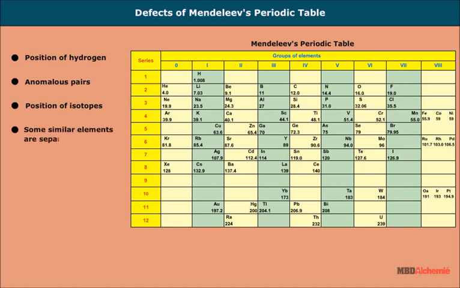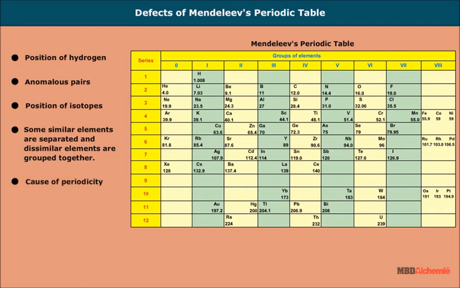Some similar elements are separated and dissimilar elements are grouped together. For example, copper and mercury resembled in their properties, but they had been placed in different groups. At the same time, elements of group 1A, such as lithium, sodium, and potassium, were grouped with copper, silver, and gold, though their properties are quite different.